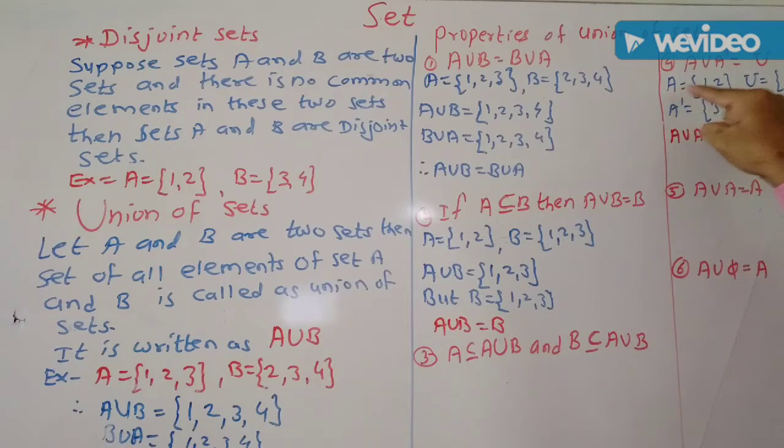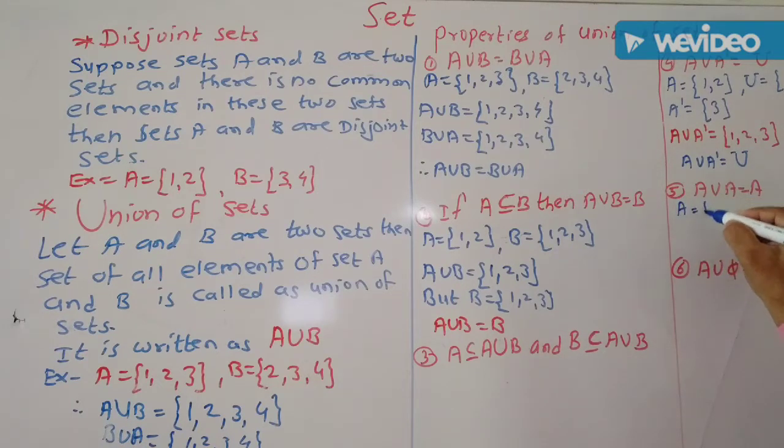That means if A is given 1, 2, we take here universal set as 1, 2, 3, then complement of A is 3. And if we take the union of A and complement of A, then we get all the elements present in both the sets 1, 2, 3. But 1, 2, 3 is given universal set, and therefore we can write A union complement of A is equal to universal set.